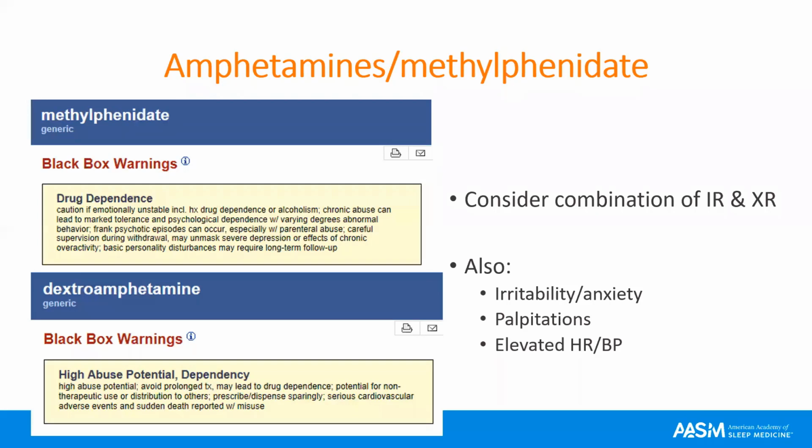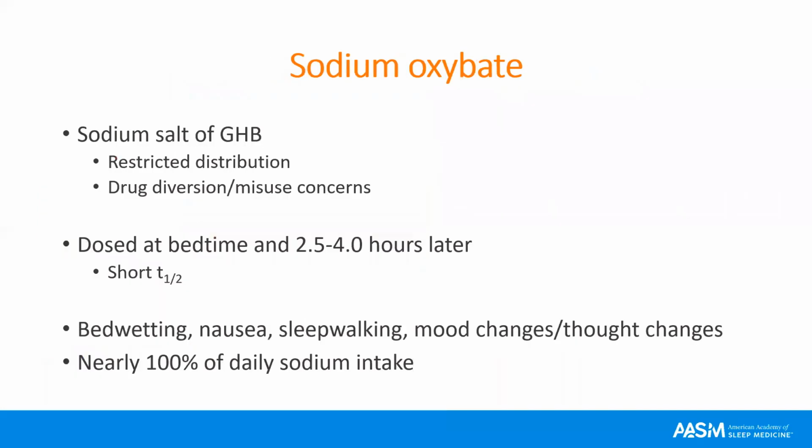Amphetamines and methylphenidate: often patients do well with a combination of an immediate release and an extended release to get through the day, but then hit them at their worst parts. Similar side effects in terms of anxiety, palpitations. These are more likely to raise heart rate and blood pressure, and they have black box warnings for things like drug dependence and abuse potential. They are Schedule 2, which means they are more liable to cause drug dependence.